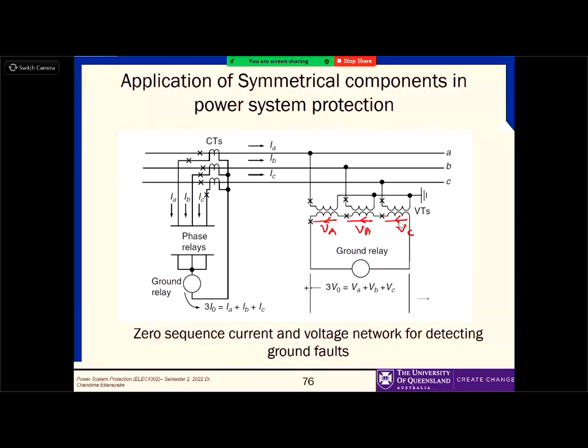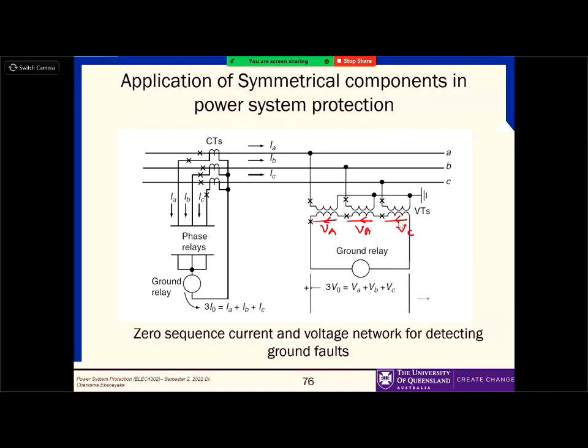Because we are not measuring 232 kV, we are measuring instead 120 volts. So what the relay is doing here is measuring the total voltage across this system. The addition of those three voltages is equal to the zero sequence voltage times three. So very easily you can measure the zero sequence voltage. That is a very, very useful mechanism.